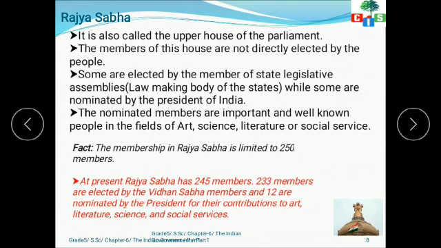And at present in Rajya Sabha we have 245 members. Out of them, 233 members are elected by the Vidhan Sabha members, and 12 are nominated by the President for their contributions to art, literature, science, and social science. So this is all about the Rajya Sabha.